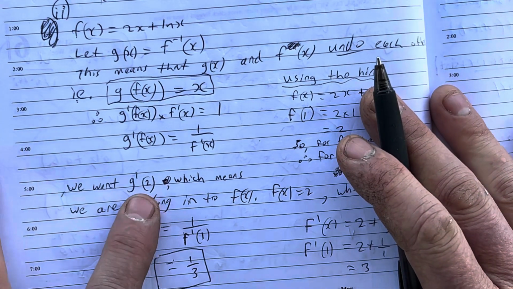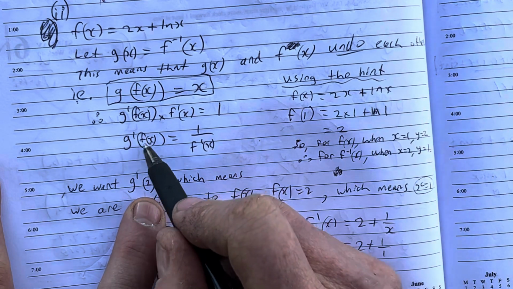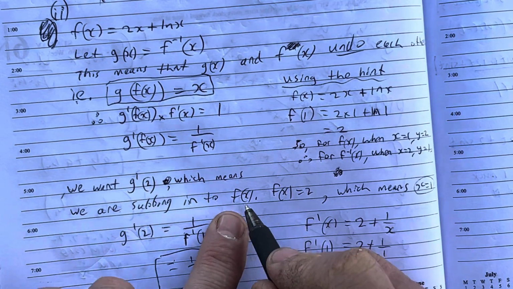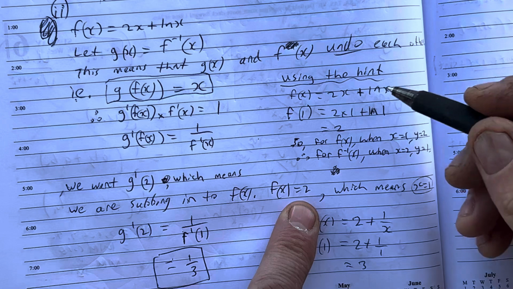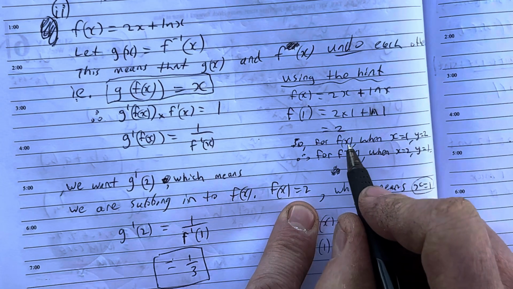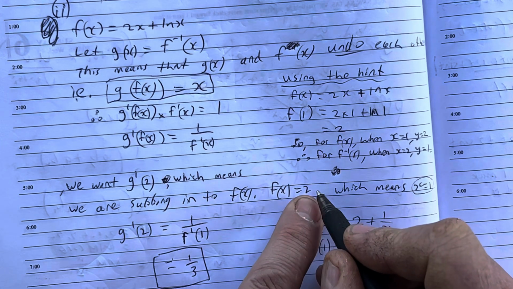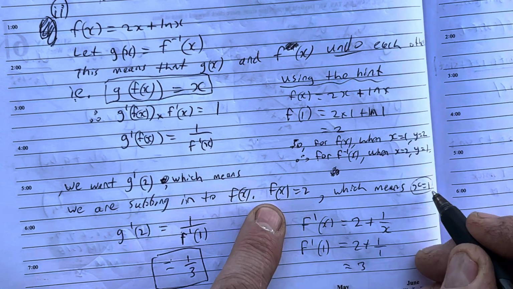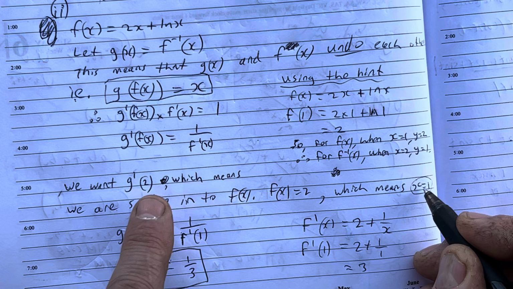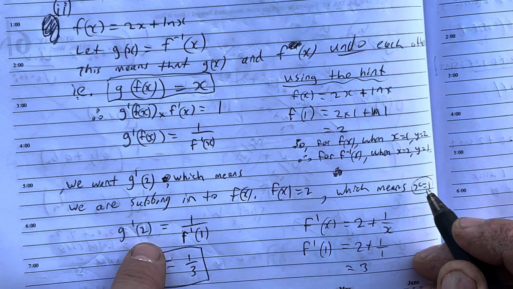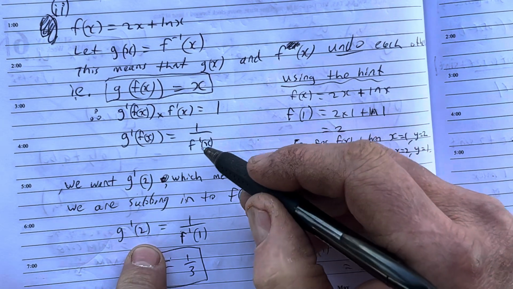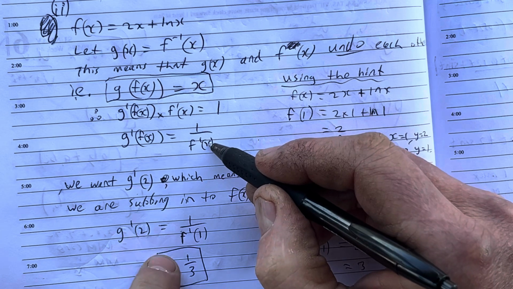So now we want g'(2). So we want that to be 2. In other words, f(x) is 2. So let's go back to what we had a minute ago. For f(x), when x equals 1, y equals 2. So this is y equals 2. So this is saying that x equals 1. We know x equals 1. So g'(2) actually equals, putting in x equals 1, so I put in a 1 there.